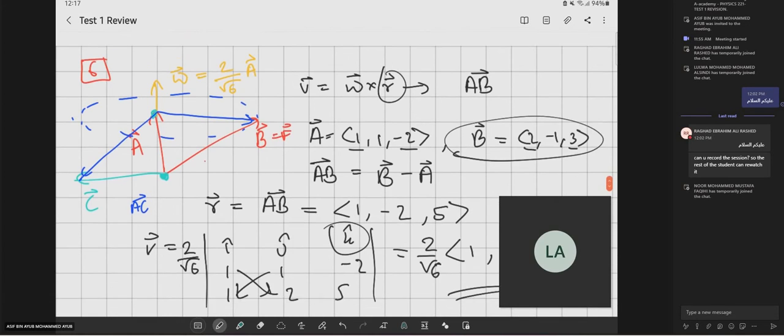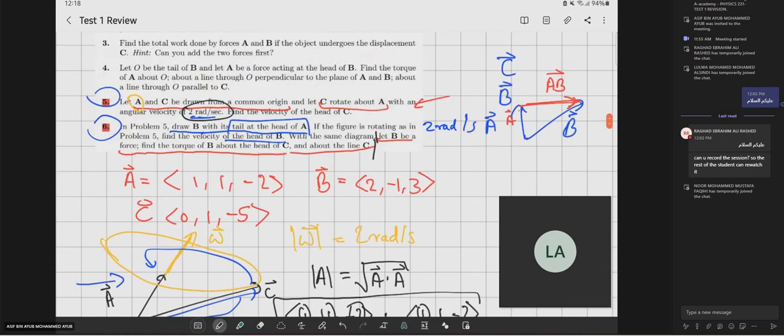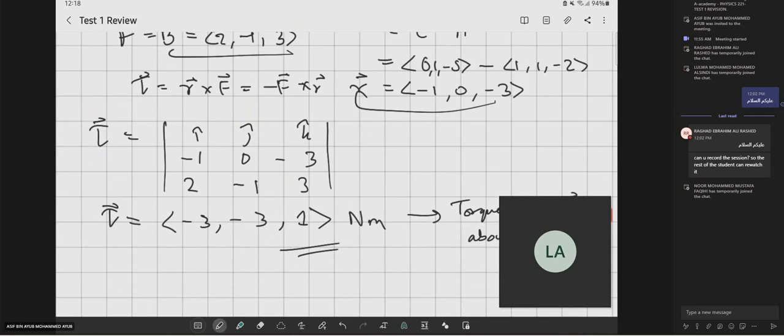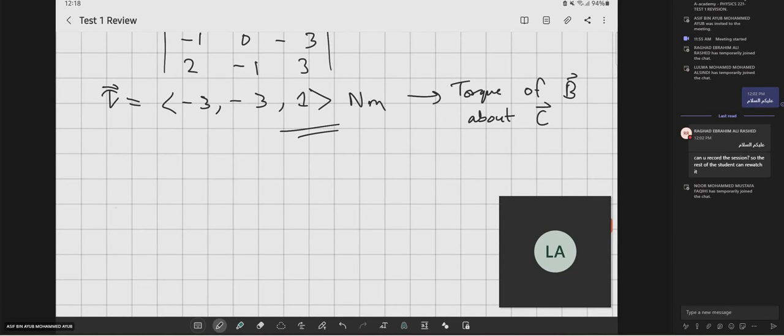Now they're asking us to find the torque about the line C. If you have a question like this, this is tau, and I have C like this. They're asking me the component of tau on C. Now, if I have to find something like this, what I have to do is take the dot product with the unit vector of C. So this will give me a scalar, because the dot product gives me a scalar.